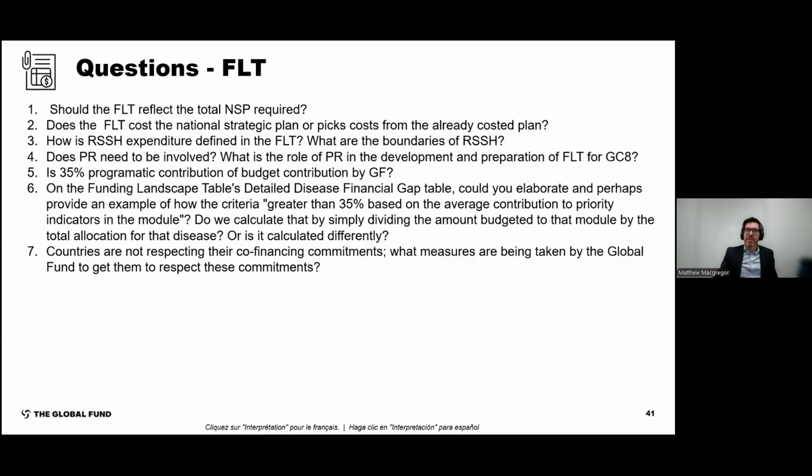On question number 5, is 35% programmatic contribution or budget contribution by the Global Fund? So just to step back for a second, this question is referring to what I talked a little bit about around differentiation. As a reminder, in the detailed disease financial gaps, where we break down the national response by the underlying interventions or pieces, we've tried to differentiate how much needs to be filled out. And the 35% is actually referring to the programmatic contribution that is captured in the programmatic gap table, which my colleague Gira spoke about.